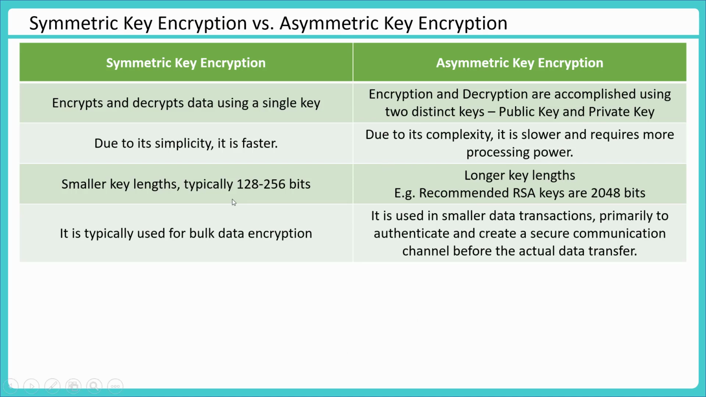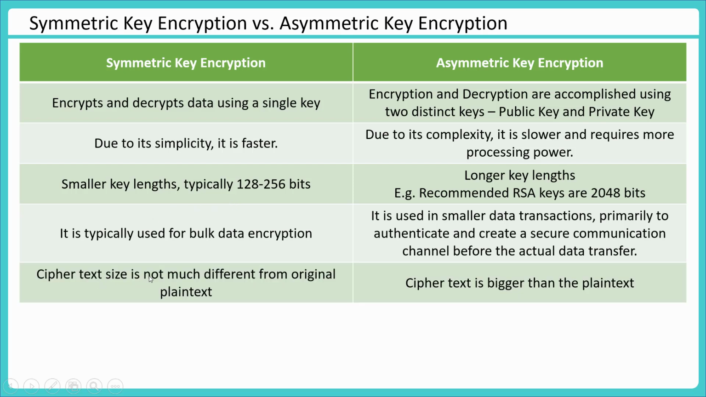Now, with symmetric encryption, the ciphertext size is not much different from the original plain text. Asymmetric ciphertext is bigger than the plain text because it has to be protected in a way that only the private key can open it, and that's why it would be a little lengthier than the actual text which we have provided. Now, when I say text, it does not mean just characters. It could be any ones or zeros, any numbers which we can encrypt using these methods.